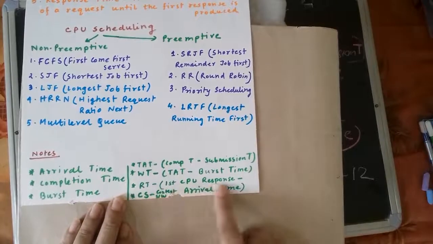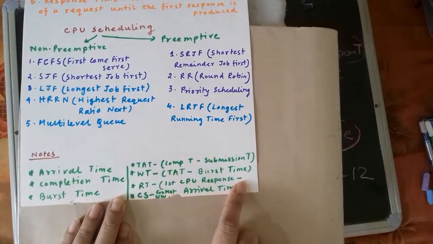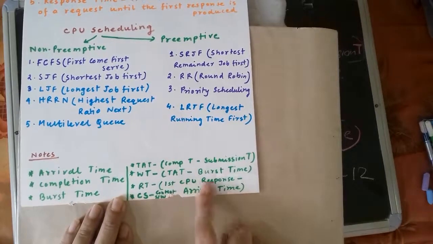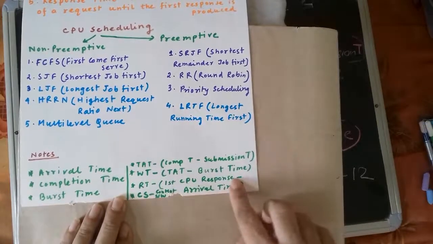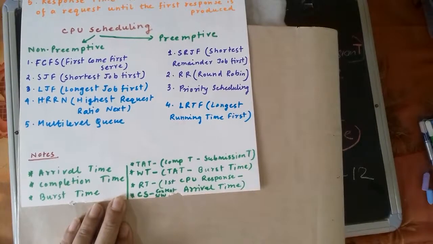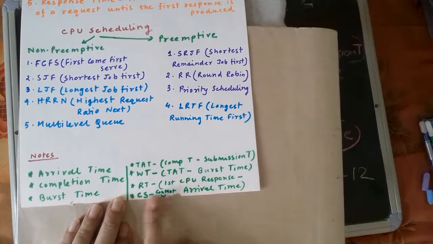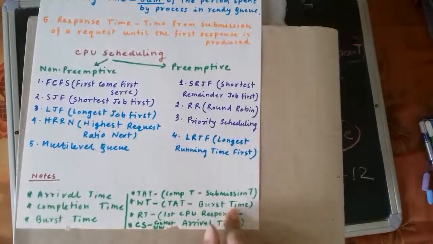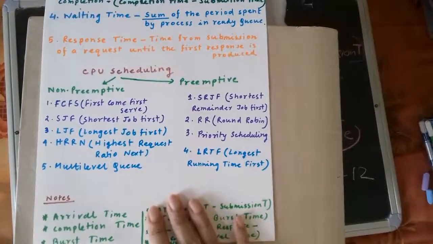Response time is the first CPU response time minus your arrival time. For example, if the process arrived at 9 and you got the first CPU response at 11 o'clock, then 2 hours is the response time. That is your first response time. And one more thing, the context switch, I will describe when we go through the algorithms.